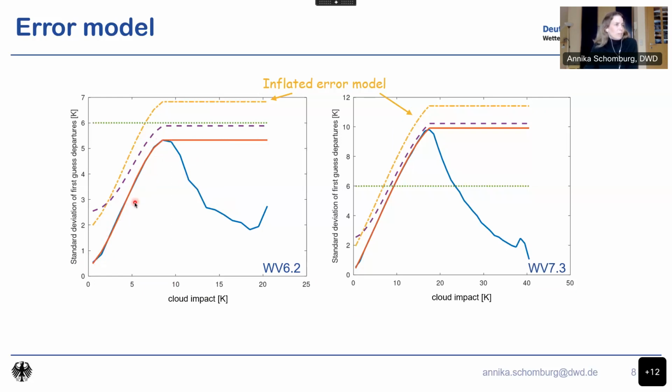Actually, this didn't give so satisfactory results, so I tried different inflation techniques, like here in purple and yellow, and actually very good results were obtained by this yellow line. So this is what I use in the following. Probably this inflation then takes into account the observation error correlations.